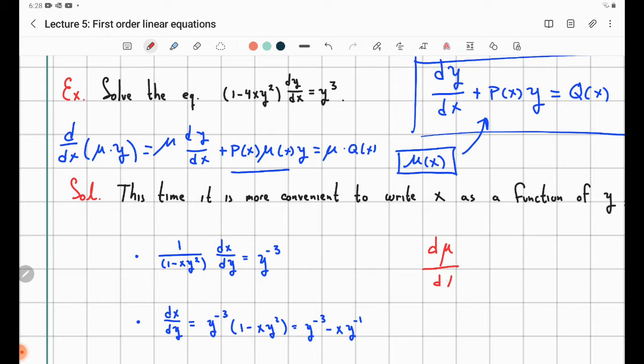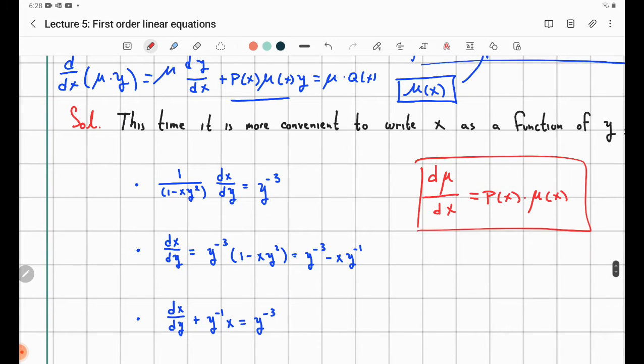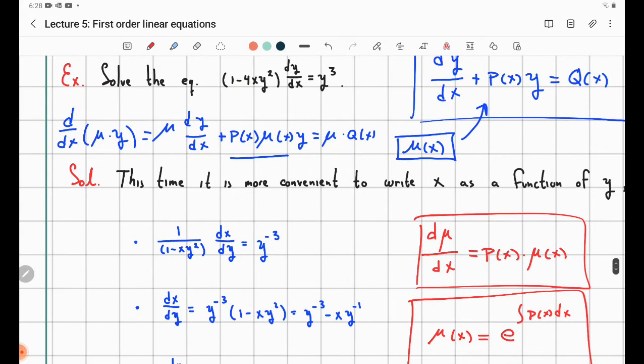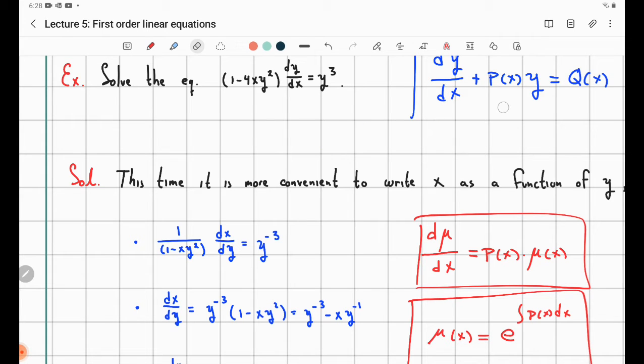So you can find that the restriction imposed on this factor mu is nothing but that the derivative of mu with respect to x needs to be equal to the function p of x times mu of x. And this equation has the virtue of being separable, and we can solve it explicitly by the method that we learned at the beginning of the course. If you solve this equation, then mu can be chosen as the exponential of the integral of p of x dx. Okay, so we can take our integration factor like this exponential. This is the general idea for solving linear first order differential equations.